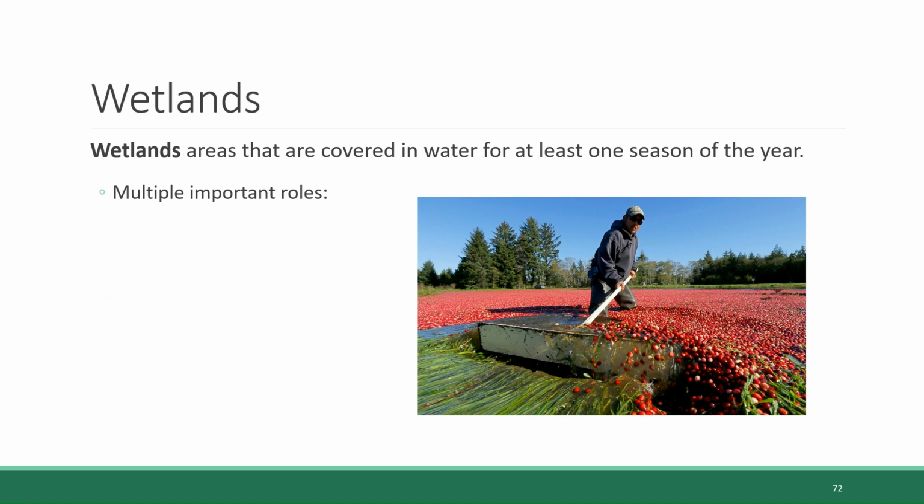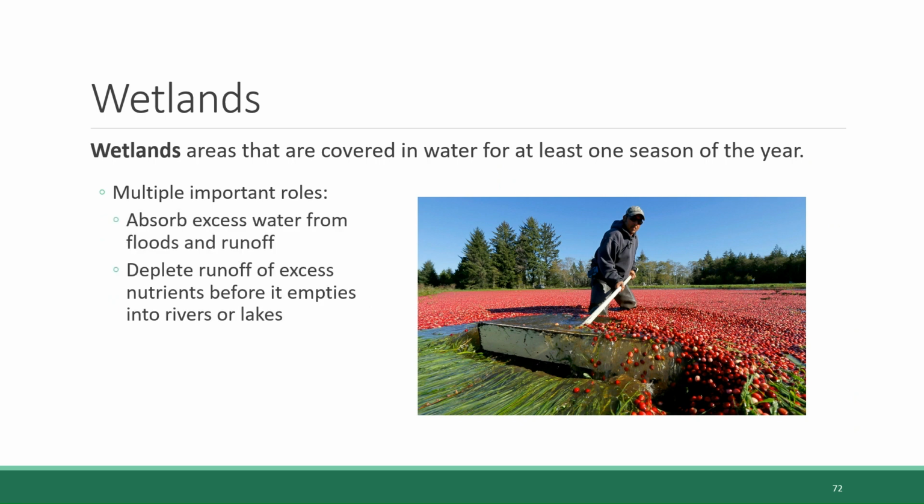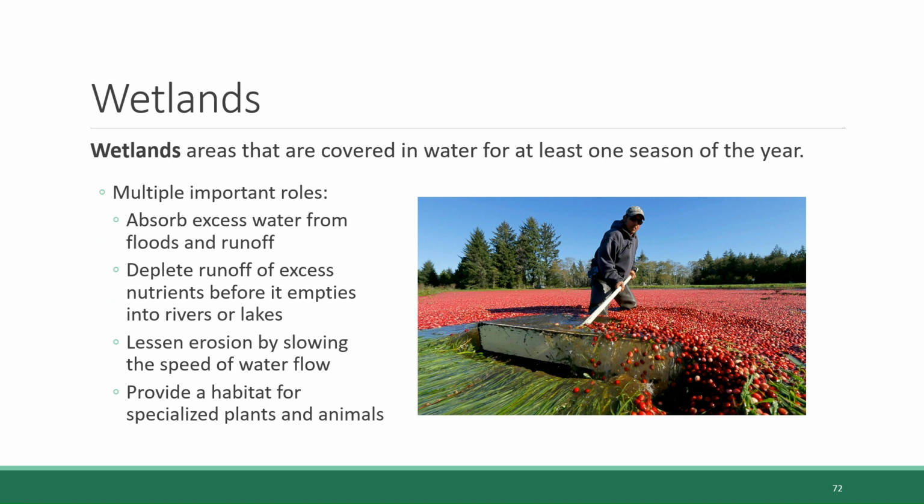And like riparian zones, wetlands also perform important ecosystem functions. They absorb excess water from floods and runoffs. They deplete runoff of excess nutrients before it empties into rivers and lakes, which can prevent eutrophication. They lessen erosion by slowing the speed of water flow, and they provide a habitat for specialized plants and animals that actually need swampy, boggy conditions in order to survive.